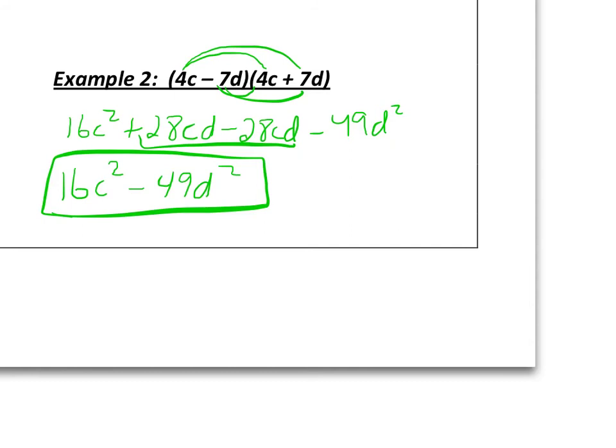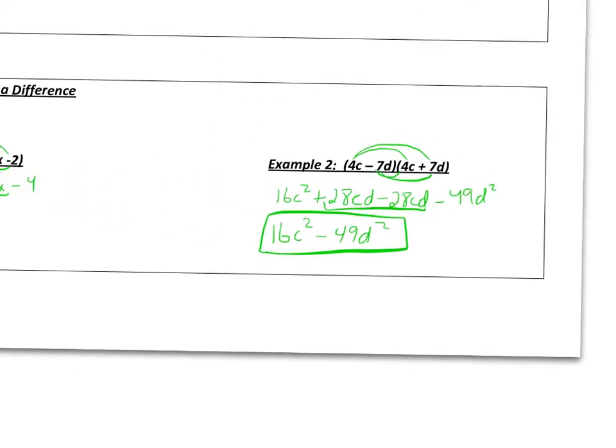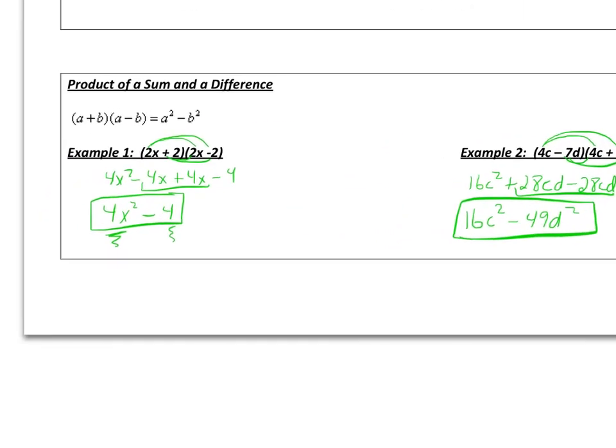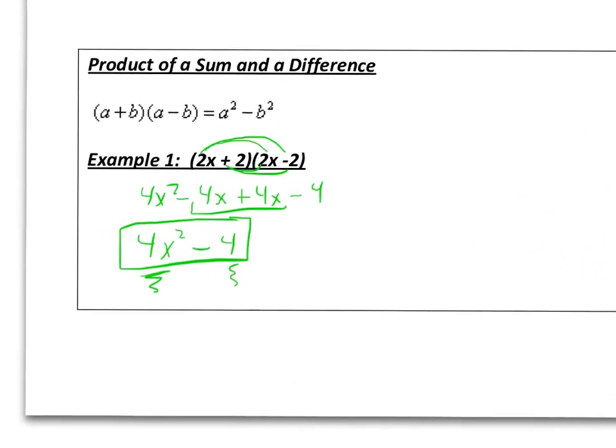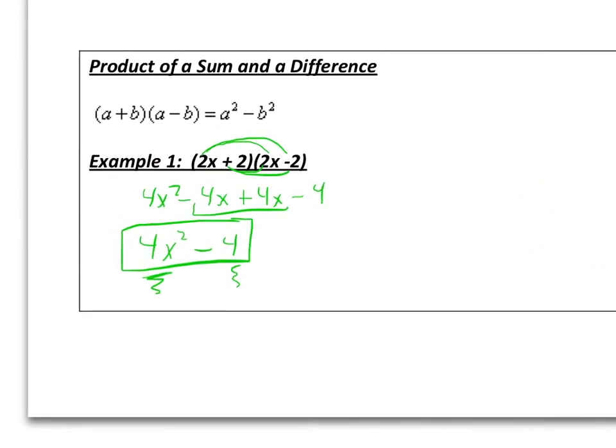So the observation is that when you are multiplying two binomials where one's being added, one's being subtracted, otherwise they're exactly the same, the result will be the first term squared minus the second term squared.